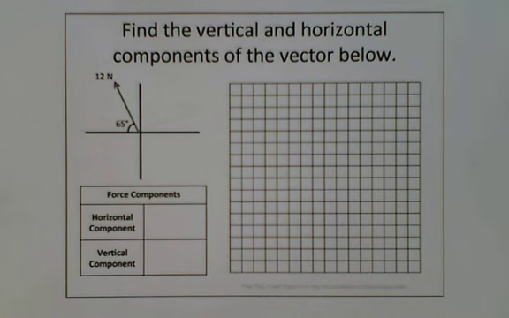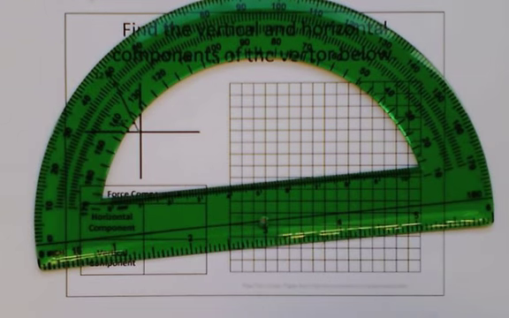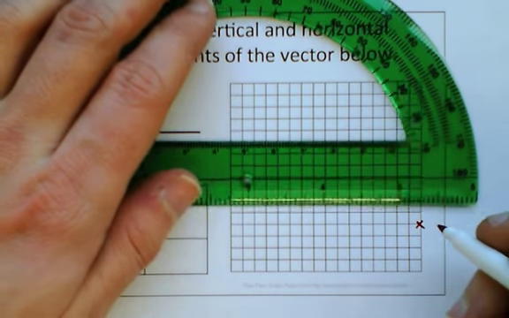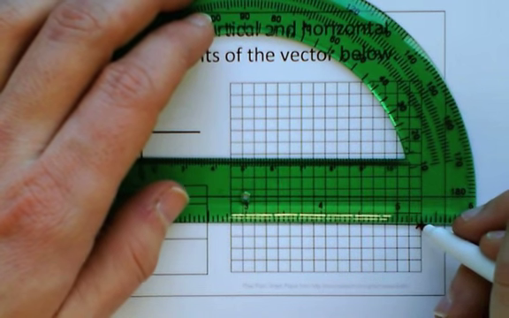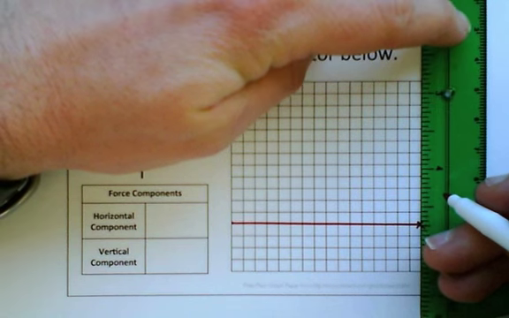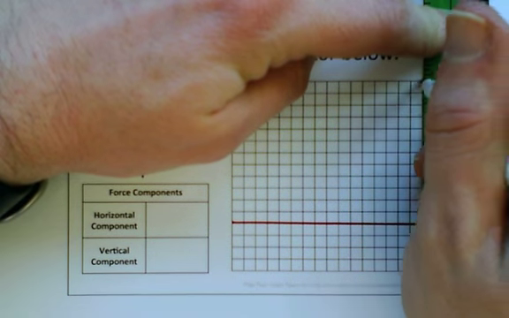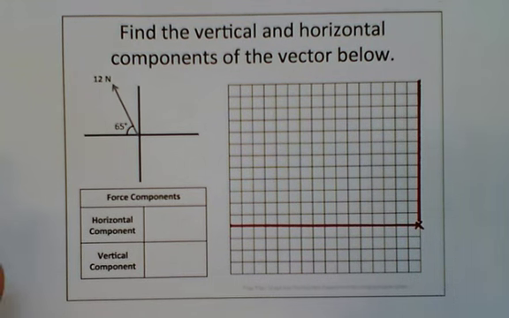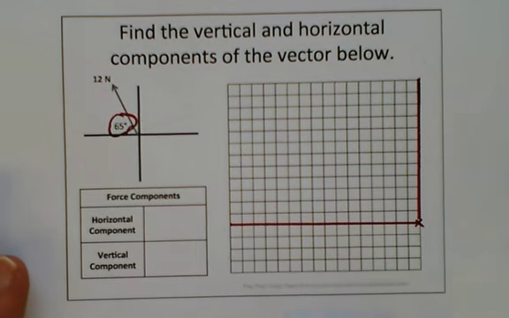So remember, the first thing I need to do is draw my axes. Since the vector goes up and to the left, I'm going to put my origin over here on the right hand side so I have plenty of room to draw the vector. Horizontal axis and the vertical axis. So now I need to draw a vector at a 65 degree angle.